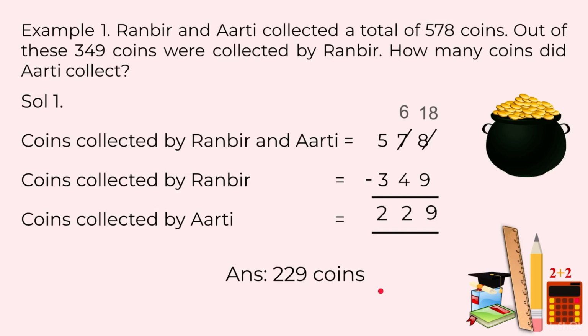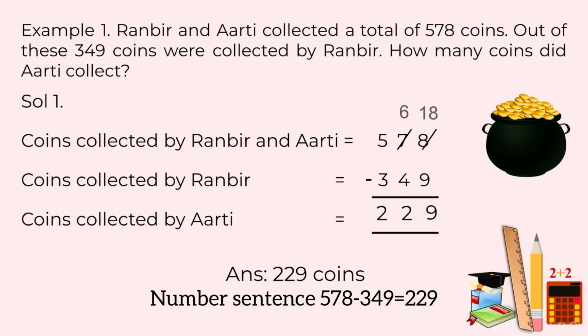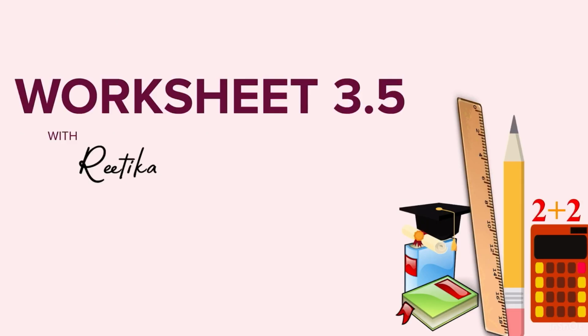Now in this question, in case they ask us to write the number sentence, then we will write 578 minus 349 is equal to 229. Now students, let us do a worksheet.